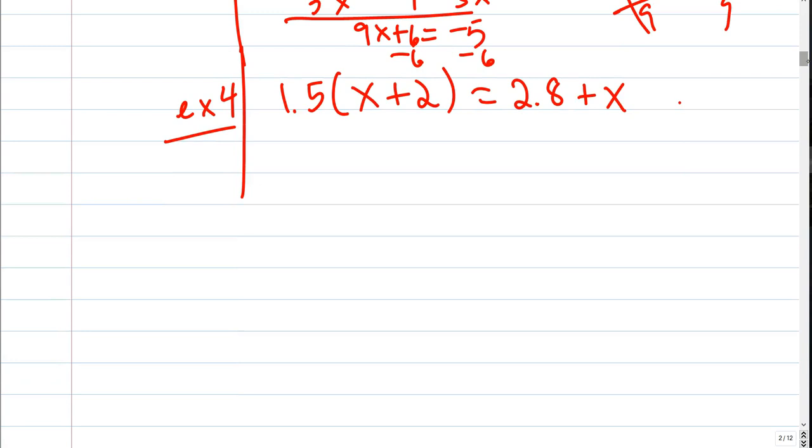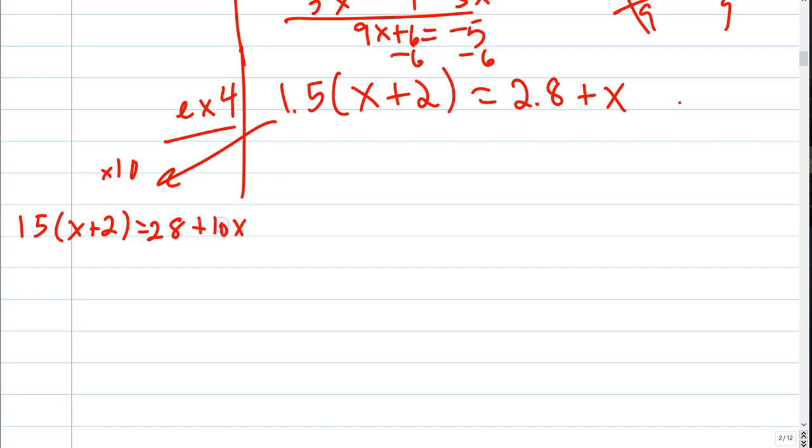Here we have decimals. What do? I would just leave them. You could multiply everything by 10. If you do all this times 10, that 1.5 becomes a 15. The x plus 2 doesn't change because the 10 only multiplies to the group. The 2.8 becomes a 28, and the x becomes a 10x. So basically everything gets multiplied by 10.